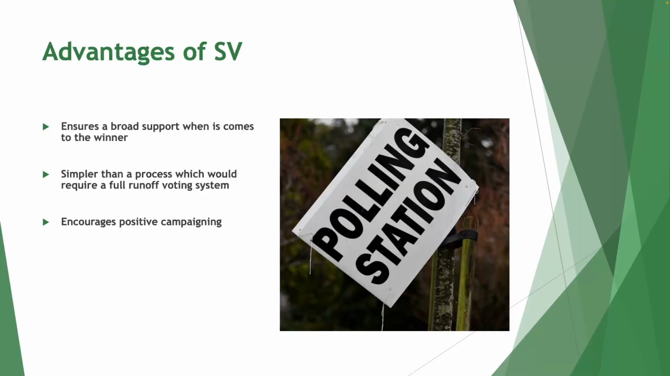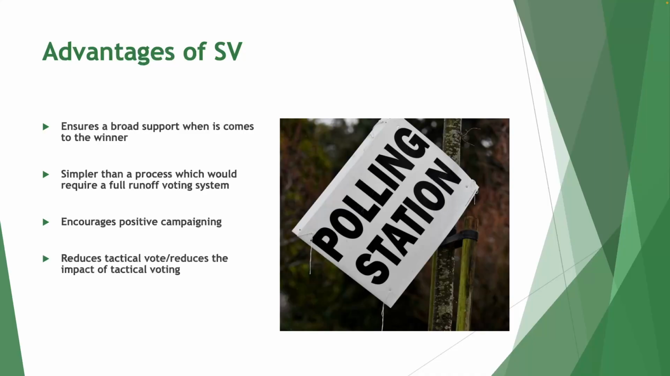It also encourages positive campaigning, because since voters have the option of choosing a second preference, candidates are incentivized to appeal not only to their core supporters, who they know they're going to get the votes from, but they might also have to appeal to the voters who they want to have as their second preference. And so this reduces negative campaigning, because candidates then seek to garner second choice votes as well. So they're trying to garner as much of the electorate as possible.